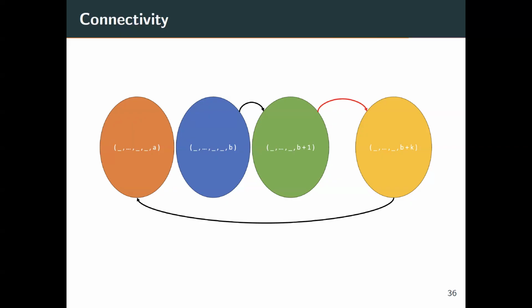And for that, it's important that every number appears in a Prüfer sequence from B to B plus K to the end. So for that, we just need that the tree is labeled decreasingly by degree. That is, vertex 1 is the one with the largest degree, vertex 2 is the second largest degree, and so on. And if that happens, this graph is always connected.